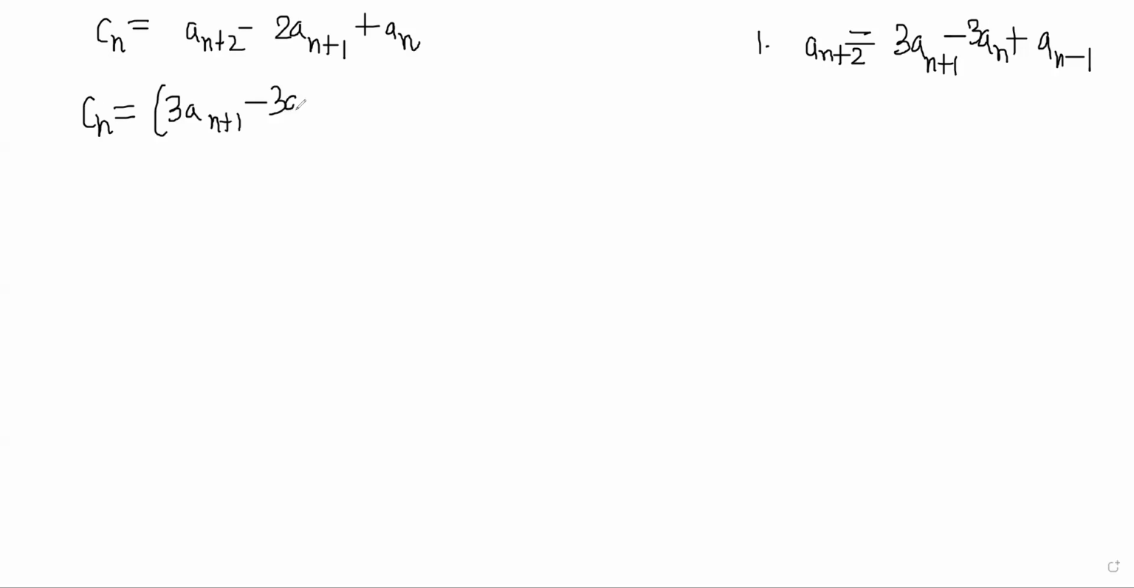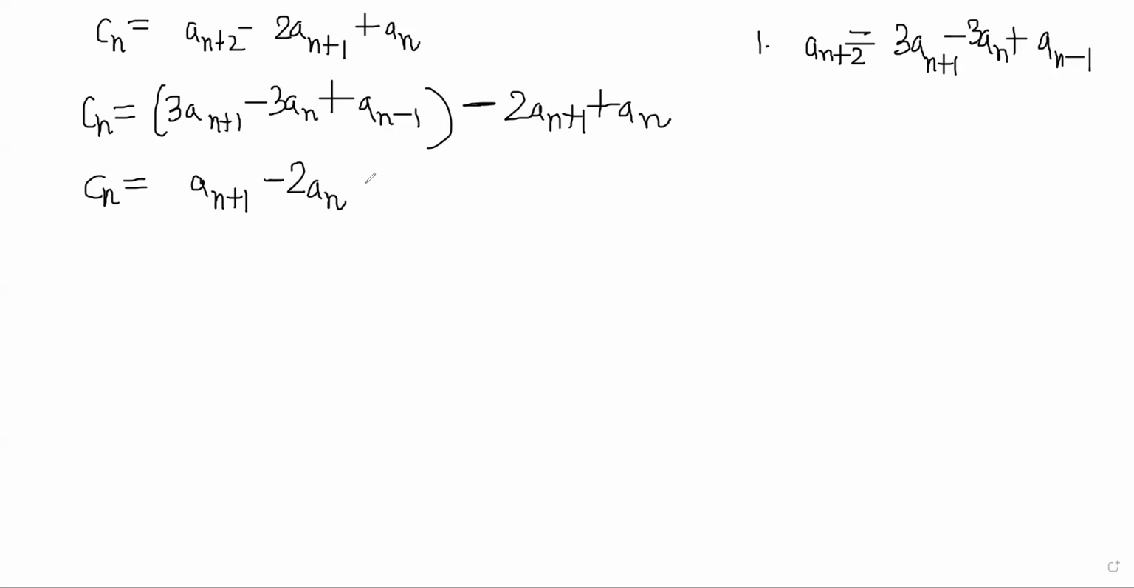So using that, we are getting Cn is equal to 3An plus 1 minus 3An plus A of n minus 1 minus 2An plus 1 plus An, right? So this becomes Cn is equal to A of n plus 1 minus 2An plus A of n minus 1, right?